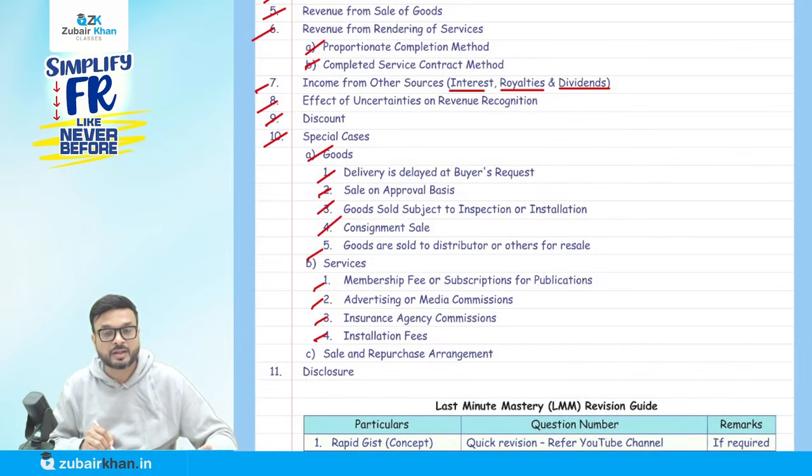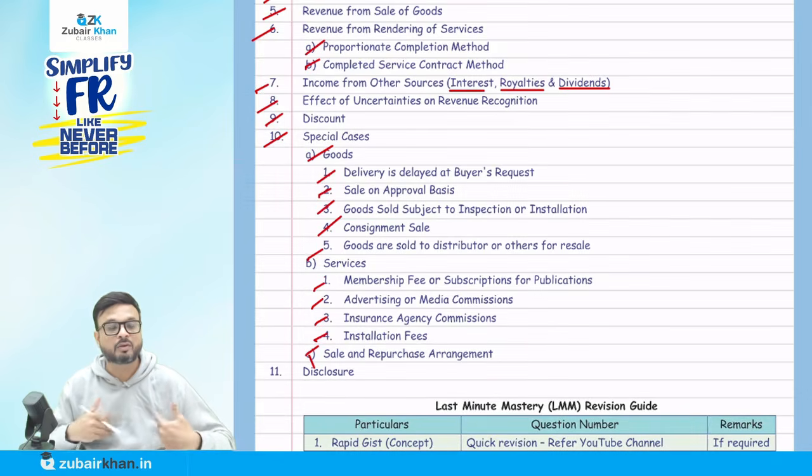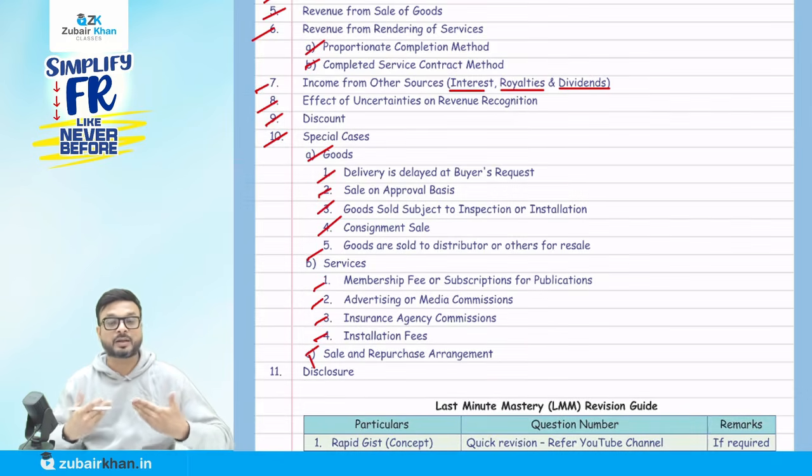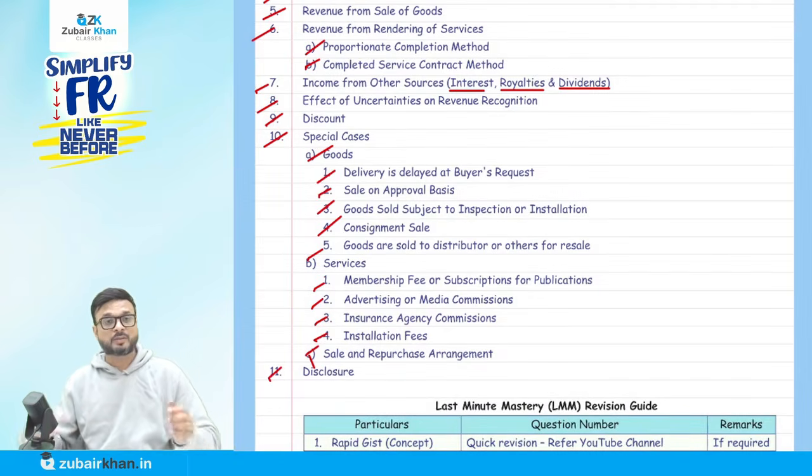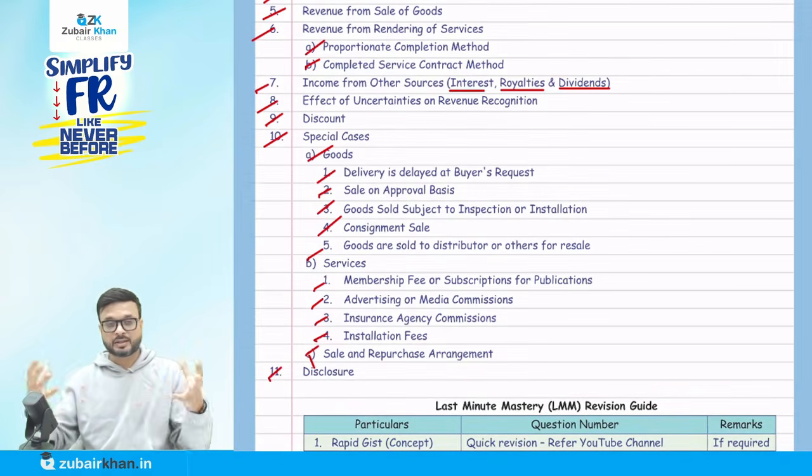Installation: when installation has been done and accepted by the customer. Sales and repurchase: first it will be recorded as a loan taken, and when they repurchase and pay the amount, it will be recorded as repayment of loan. The difference will be recorded as what? Interest. Disclosure: whatever disclosure is mentioned in AS 1 regarding disclosure of accounting policy.